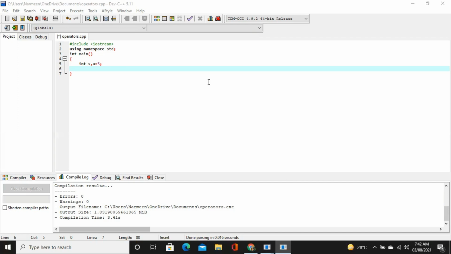So let's go ahead and start with unary operators. There's quite a bunch of them that we are going to be looking at today. And the first one is the negation operator, which is basically, as is clear from the name, negating a number. So as you can see over here, we have 2 integers: integer x and integer a, which has been set to 5.